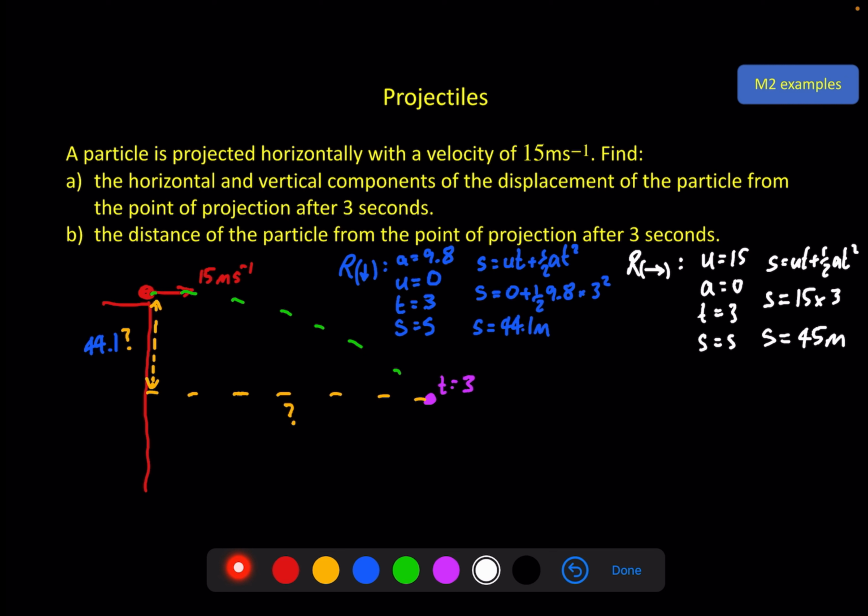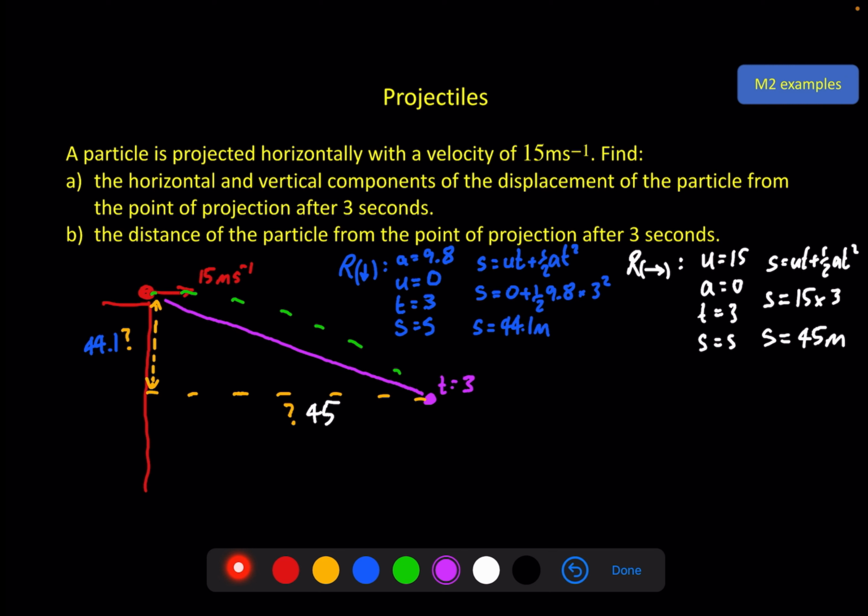So my diagram is not very good. The horizontal distance is only slightly bigger than the vertical distance. That's it for part A. Part B, we need to find the distance of the particle from the point of projection after 3 seconds. And you might immediately think, well, we just did that. And we have. But what we found is the horizontal component and the vertical component, and what this is asking for is the diagonal distance here.